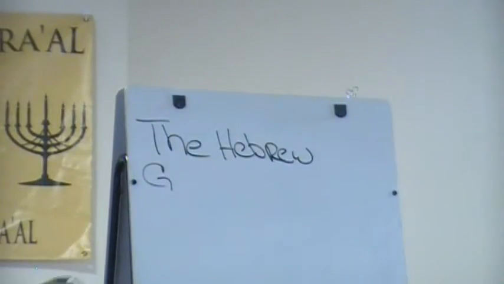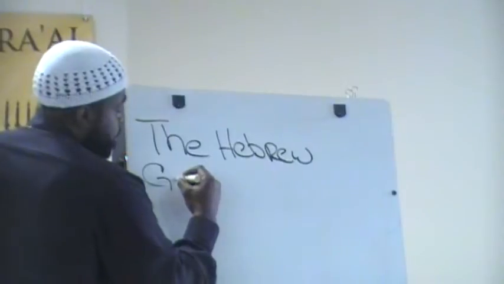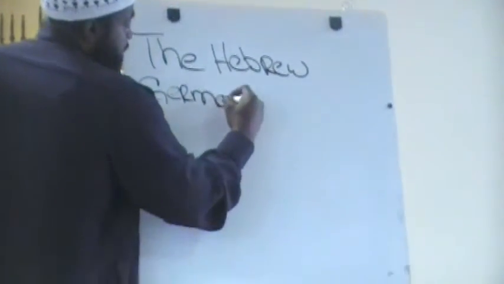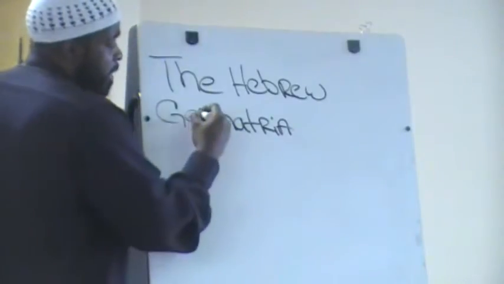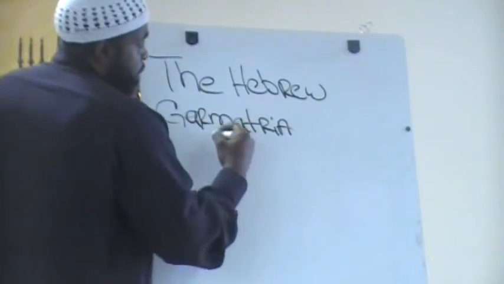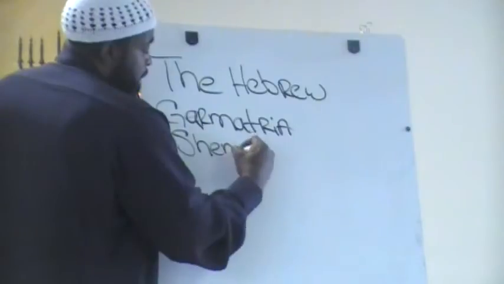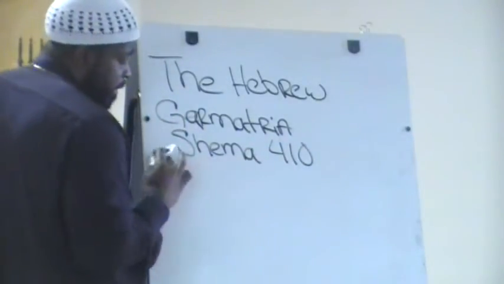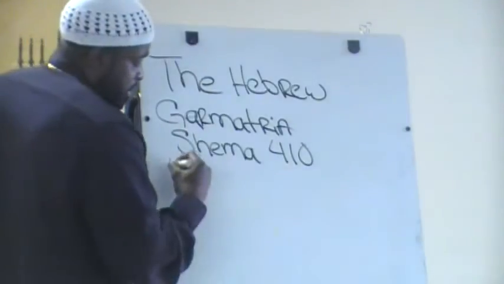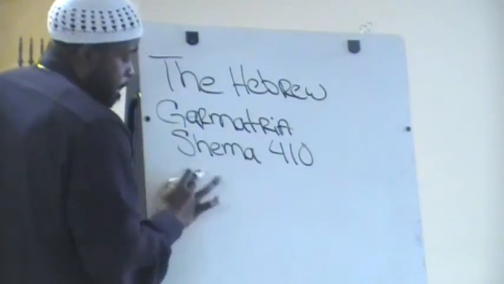Okay, so the Hebrew gematria for the word, what's that good? Is that correct? Ishmael? G-A? Okay, hallelujah. For the word Shema is the number 410. We're looking at the word again, Shema. I'll do it this way.